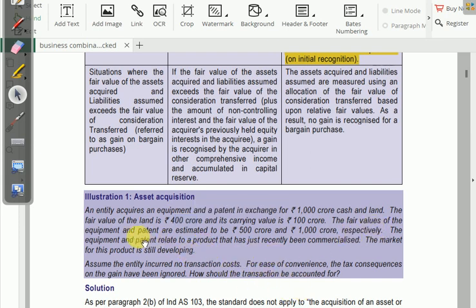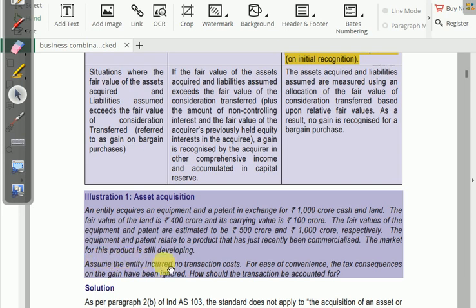The fair values of the equipment and patent are estimated to be 500 crore and 1000 crore respectively. So what worth of assets is he getting? So total worth he is getting is 1500. And what is he giving? He is giving worth of 1400. The equipment and patent relate to a product that has just recently been commercialized. See, this is a barter transaction. We are giving cash and land and we are getting patent and equipment.